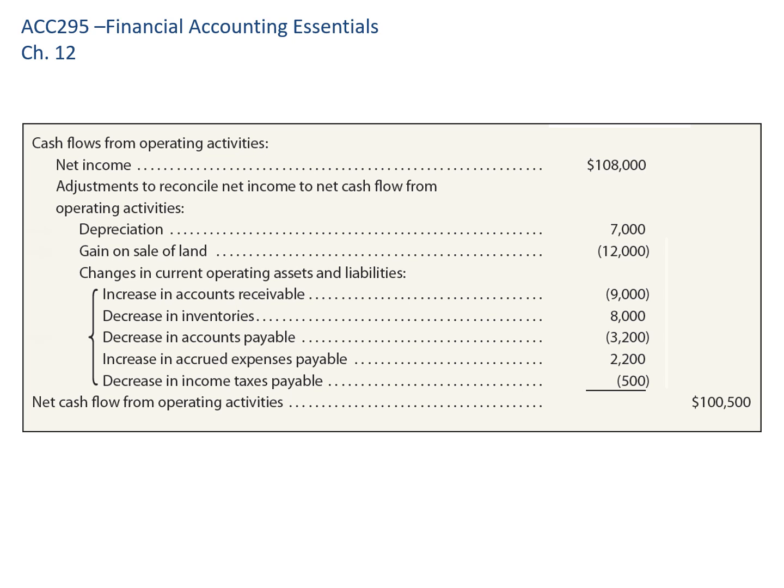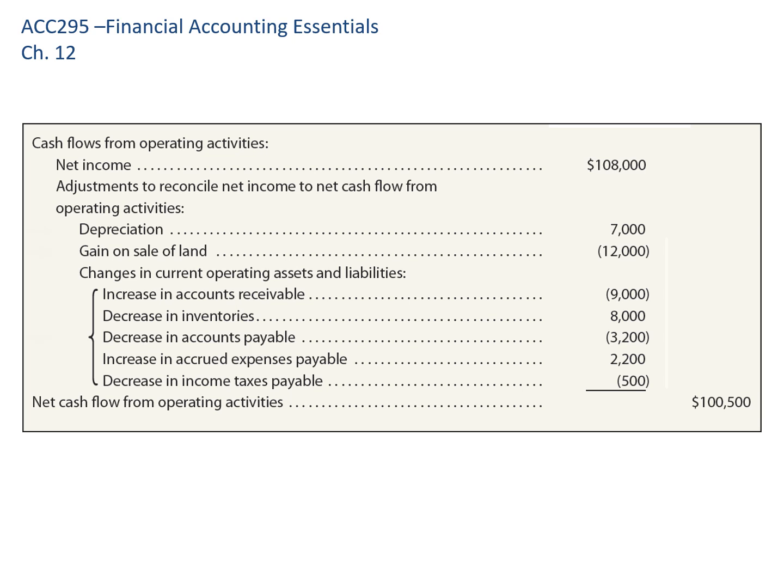And then I've got changes in current assets and current liabilities. So an increase in accounts receivable has a negative impact. A decrease in inventory has a positive impact. A decrease in a liability, accounts payable, has a negative impact. Not only did I pay this year's purchases, but I paid down my balance that I carried from last year. It's a negative impact. An increase in accrued expenses payable has a positive impact, and then a decrease in income taxes payable, just like with accounts payable, has a negative impact.